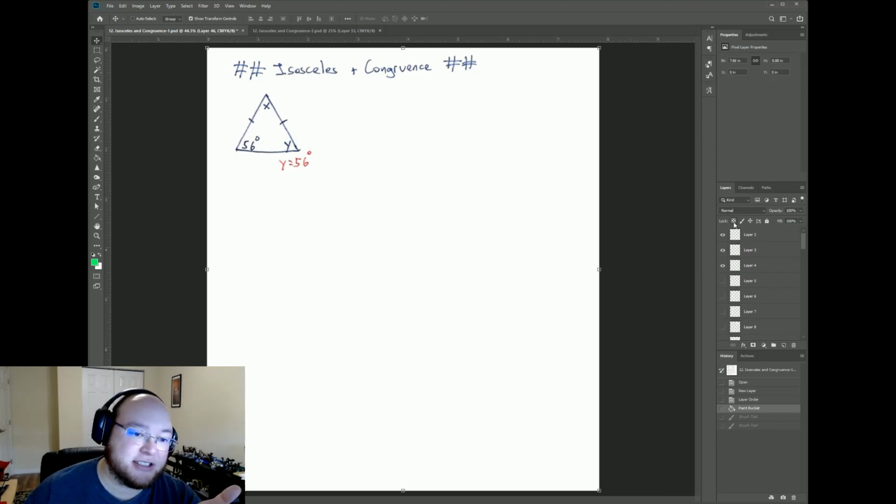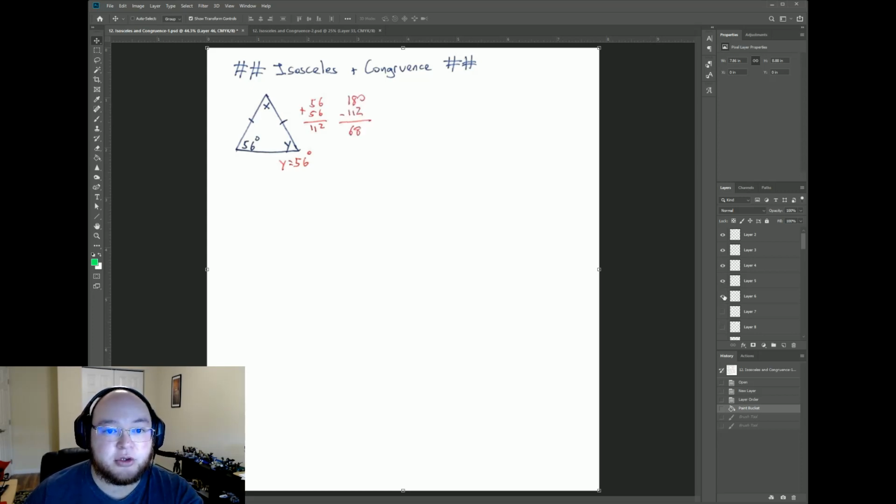And now it's easy because we do it the same way we did before. You add 56 plus 56 to get 112. We know a triangle has 180 degrees. So we do 180 minus 112 to get 68. And we get x equals 68.